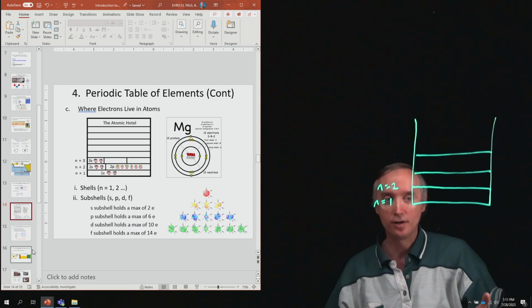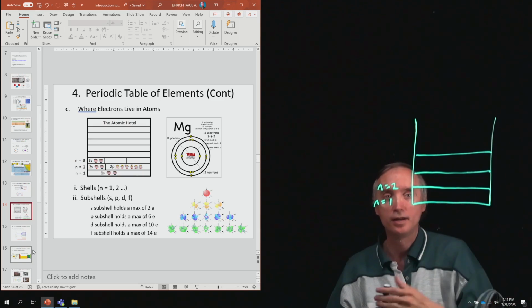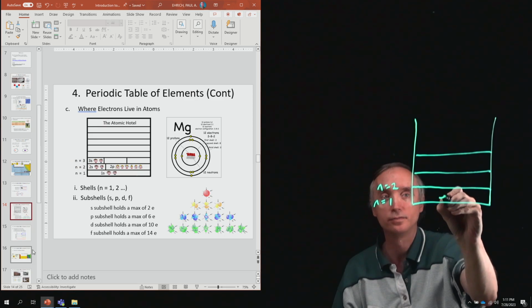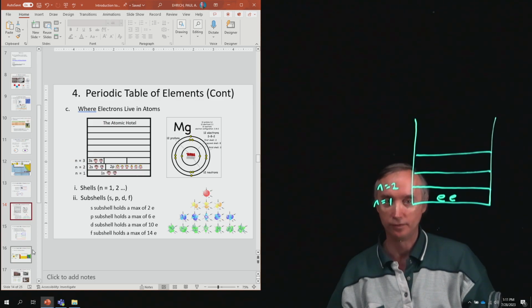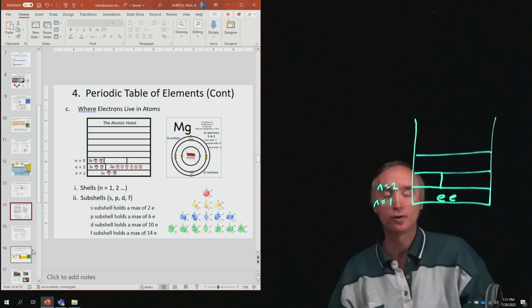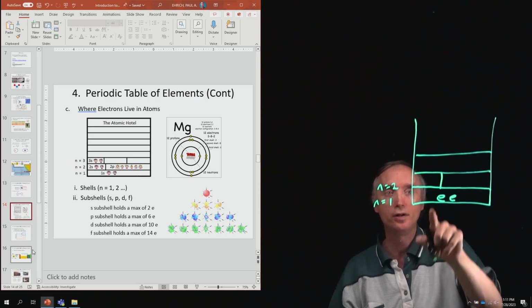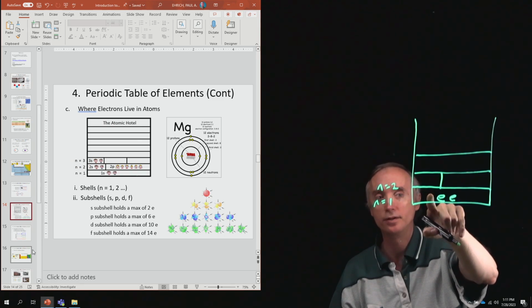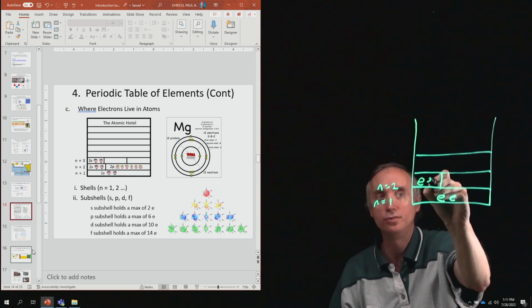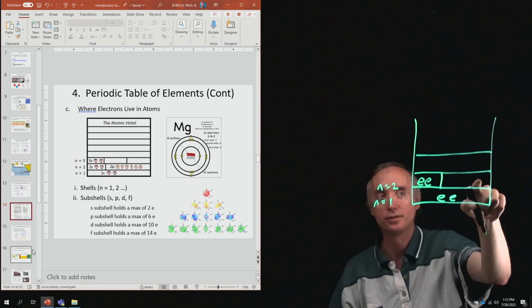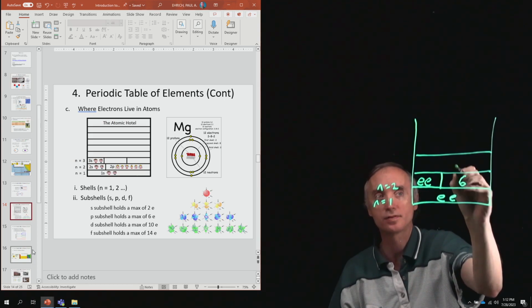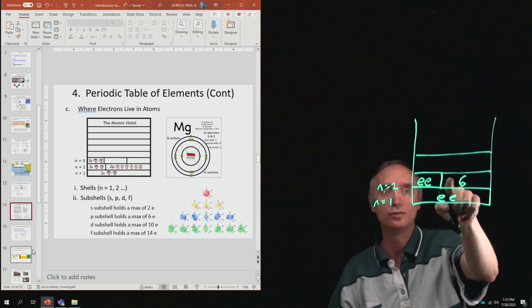Now, according to quantum mechanics, the first floor can hold 2 electrons. That's it. On the first floor, only 2 electrons can live. When you go to the second floor, there are 2 rooms. Let me subdivide the second floor into 2 rooms. One of the rooms is identical to the room down here, so this room can hold 2 electrons, and this room over here can hold 6. I'll just put the number 6 in here. So it can hold 6 electrons over here.